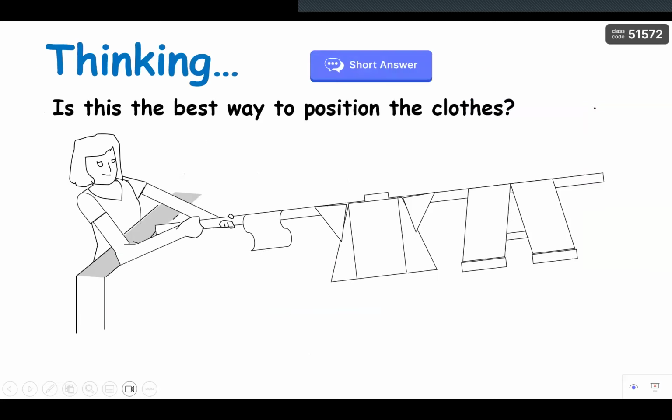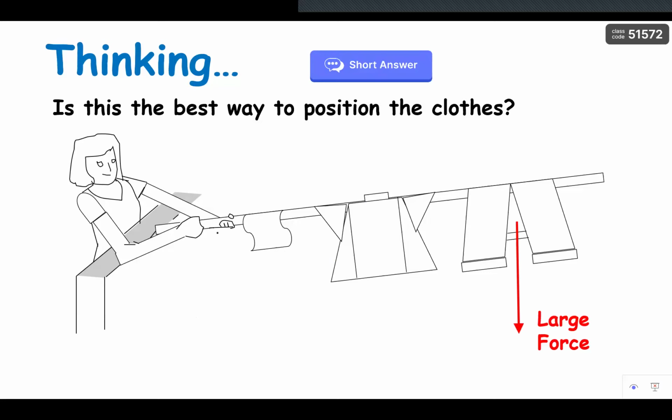Next one, let's think about this. Is this the best way to position your clothes if you are hanging your clothes out to dry on a bamboo? Okay, I'm going to go through the answers now. This is definitely not the best position. Why? Because your jeans is much heavier than your small handkerchief. So what happens here is your jeans have a large weight, because it's very heavy, a large force.